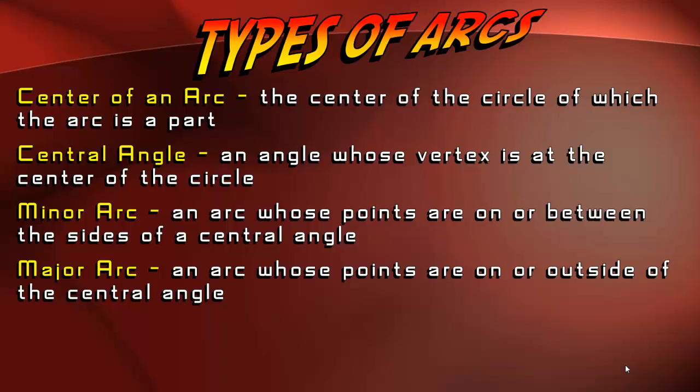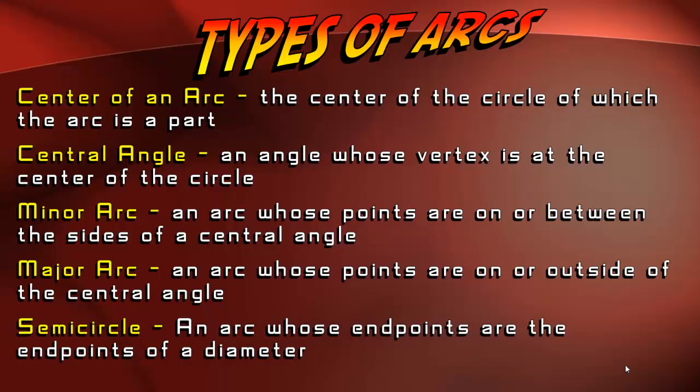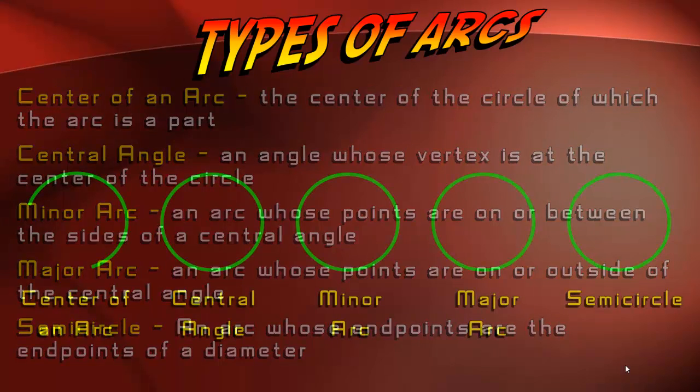That's all well and good, but if I just gave you these descriptions, could you draw them? Would you be able to recognize them if they were on the board? Well, let me help you with that after this one. Semicircle, an arc whose endpoints are the endpoints of a diameter. That one's pretty easy, so that's why I kind of skipped over that one. Anyway, let's look at some pictures.